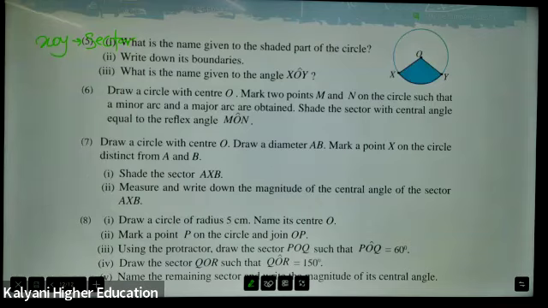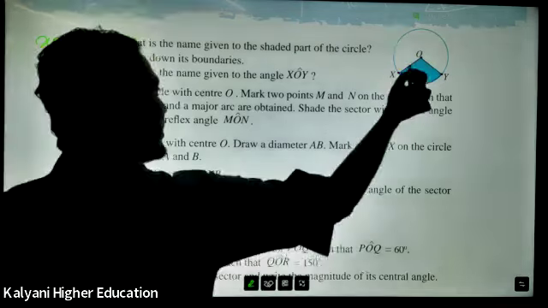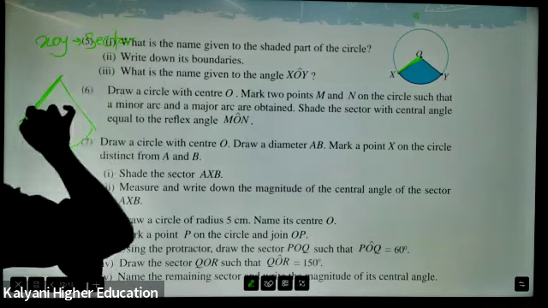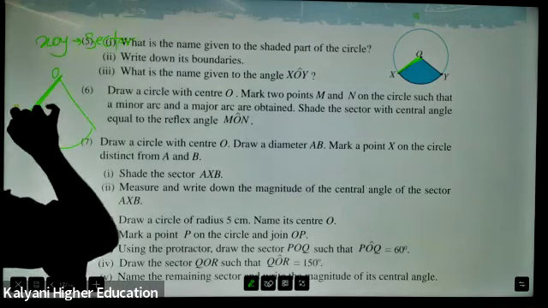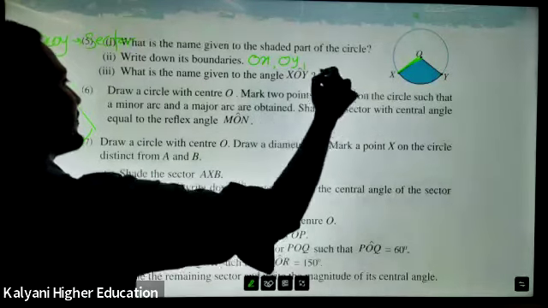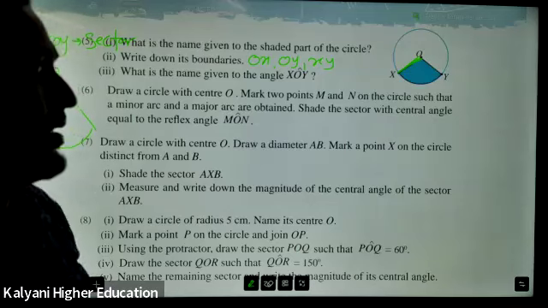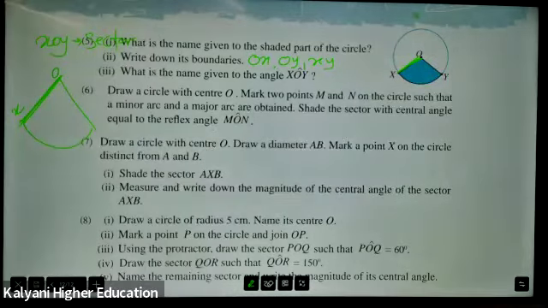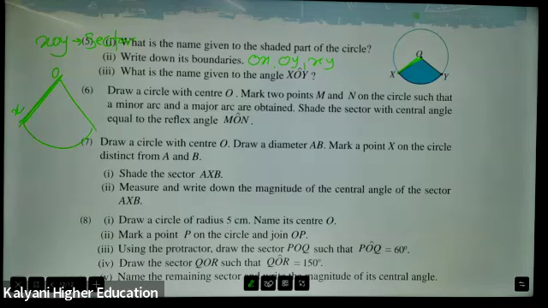Write down its boundaries. Boundaries mean from where to where? Here to here, it's one boundary. One side is OX. The other side is OY. And this side is XY. Tell me again the boundaries. OX, OY, both are radii. XY is what? Arc. You said minor arc, which is even correct, but they didn't ask, so you can just say arc.